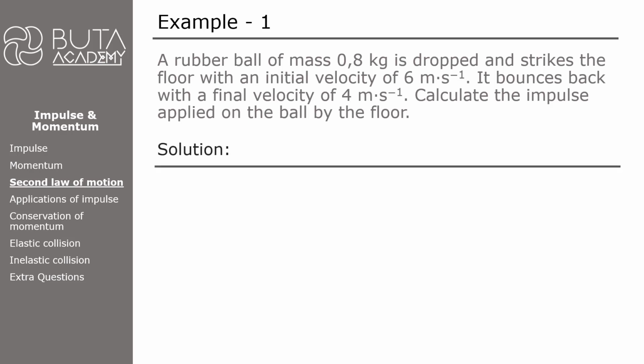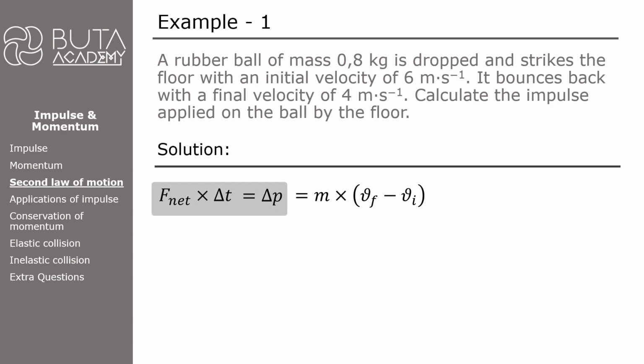As always, we start solving a question by writing a formula. As in most cases, doing so is getting us 1 mark. Net force multiplied by time is equal to the change in the momentum, which is also equal to mass times final velocity minus initial velocity. We must make sure that we start with the first part of this equation. It is this part which will get us a mark.